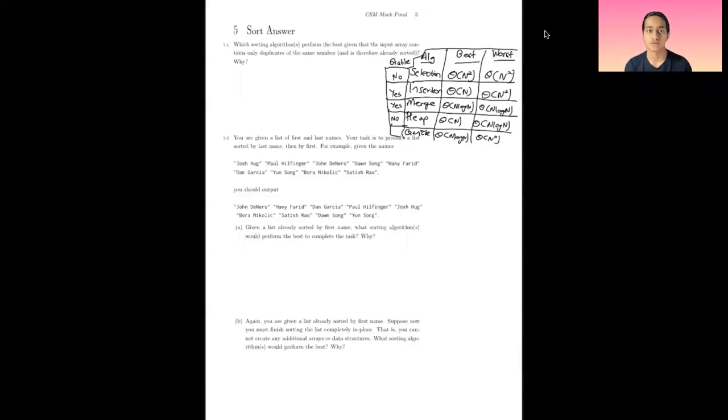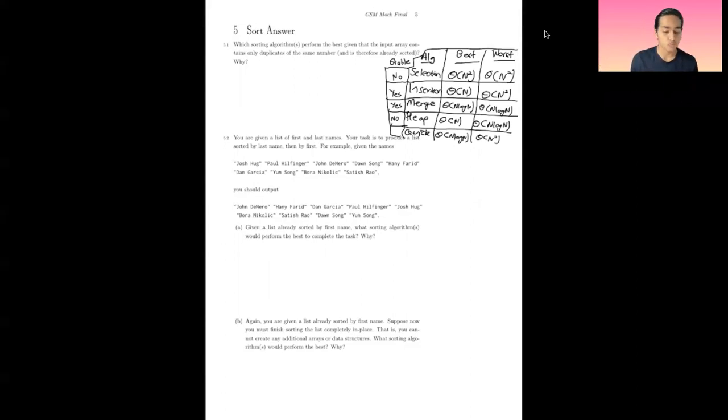Hello, everyone. So for this short answer question, we're going to be looking at two questions, 5.1 and 5.2, and they're more on the theoretical side rather than the coding side. It's more about which sort is the best to use given a certain set of conditions. To make the question easier to answer, I have mentioned each sorting algorithm and their best and worst case runtime so that it's easier for us to choose and understand. So we can dive right into it.